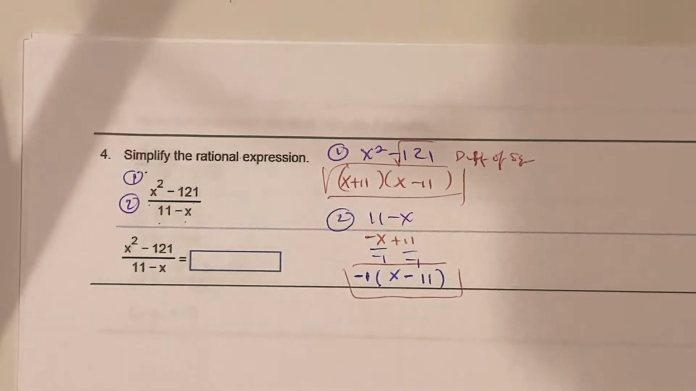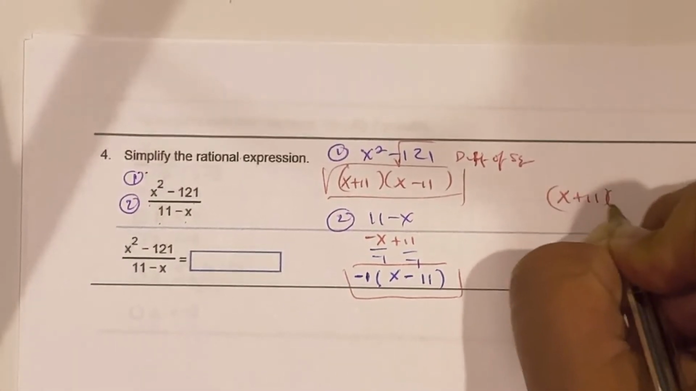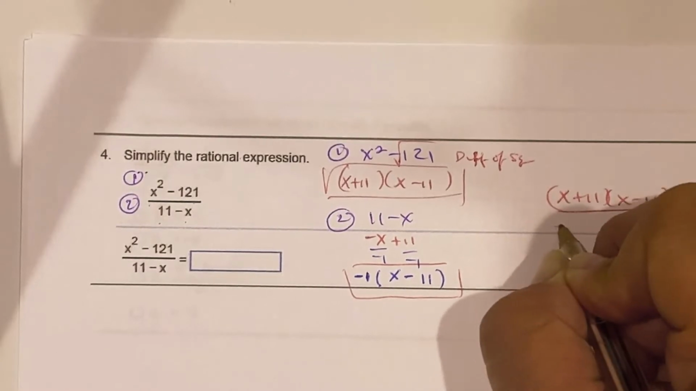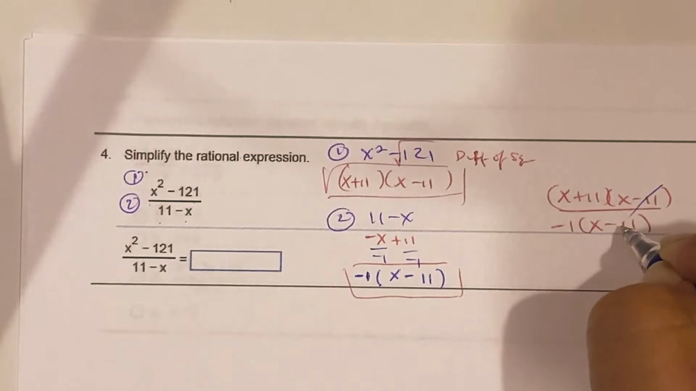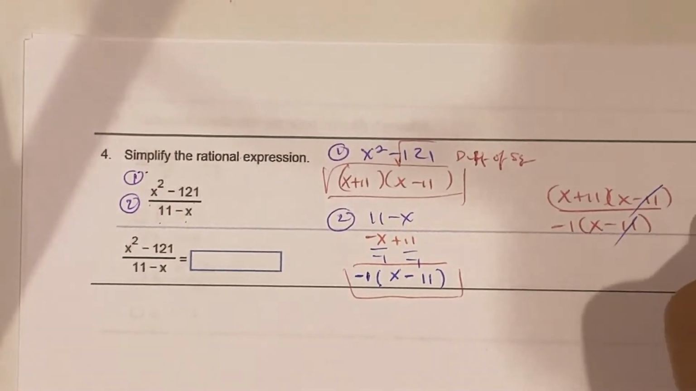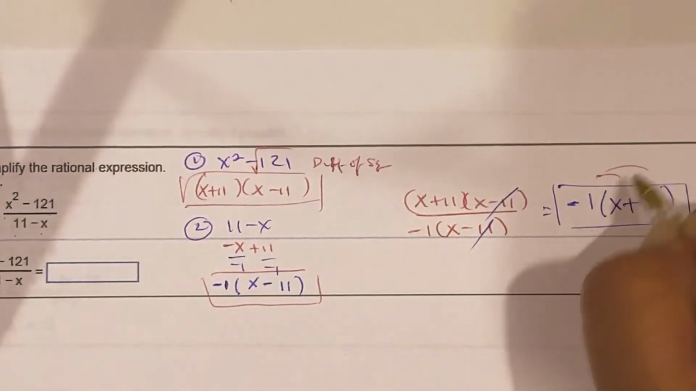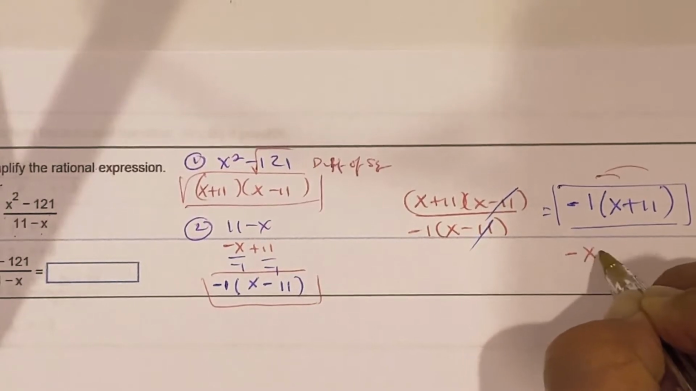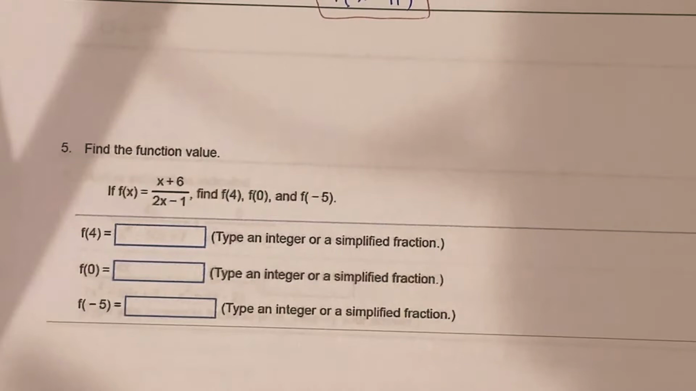Now you're going to put them 1 over 2. So we're going to have x plus 11 times x minus 11 sitting on top of negative 1 times x minus 11. And again, you're going to cancel out their like terms. So x minus 11 and x minus 11. So we get negative 1 times x plus 11. You can enter it as this piece, or you can just distribute that negative in and type in negative x minus 11. You have 2 options to go into the box. So either or.